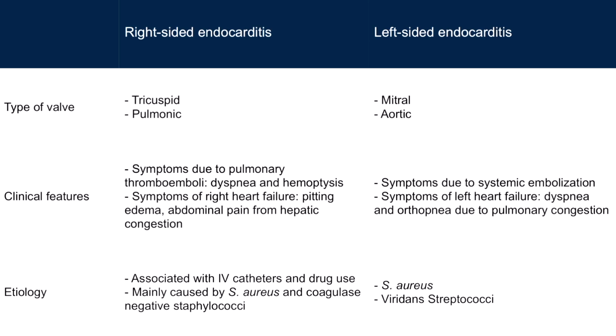Right-sided endocarditis presents with symptoms of dyspnea and possible hemoptysis due to pulmonary embolization and infarction. Septic embolization in the pulmonary vessels may also lead to abscess formation in the lungs, while volume overload in the right heart causes symptoms of right heart failure such as pitting edema and abdominal pain from hepatic congestion. Usually, right-sided endocarditis does not cause systemic complications unless there is a patent foramen ovale or atrial septal defect that allows the embolus to travel to the systemic circulation.